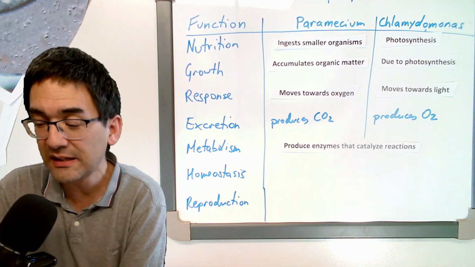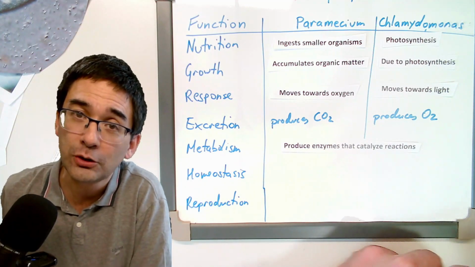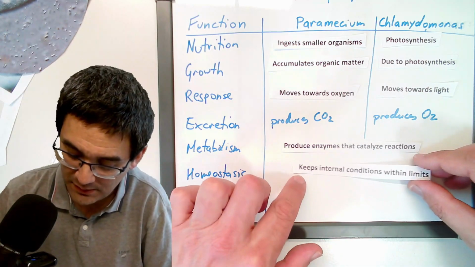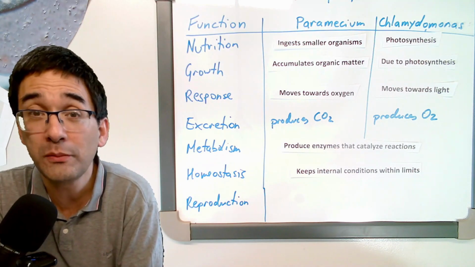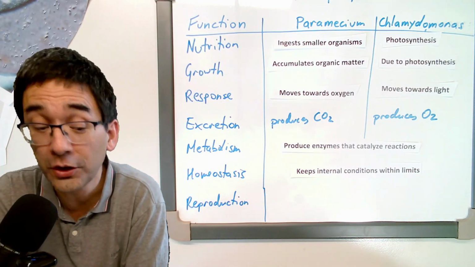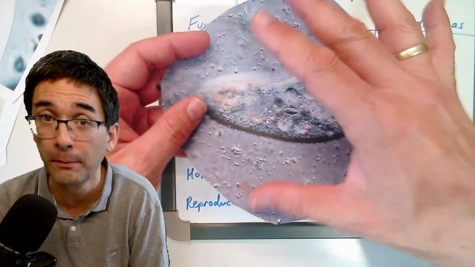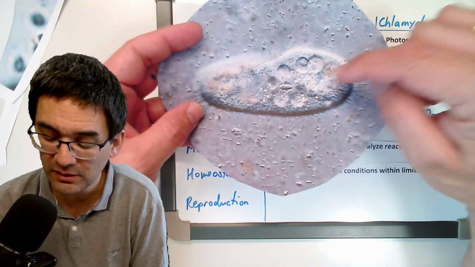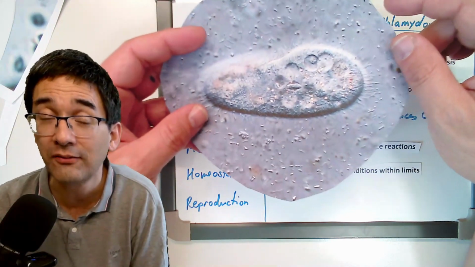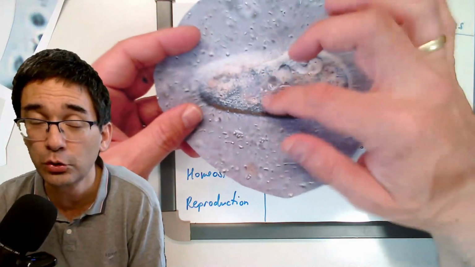Now, what is homeostasis? Homeostasis is keeping of the internal conditions the same within limits. In other words, Paramecium has to make sure that there is not too much water in the cell. And what happens if there's too much water? Then the Paramecium is going to pop open, and it's going to be dead. So there are structures in there called a contractile vacuole, which pumps the water out simply to make sure that there's not too much water in here.